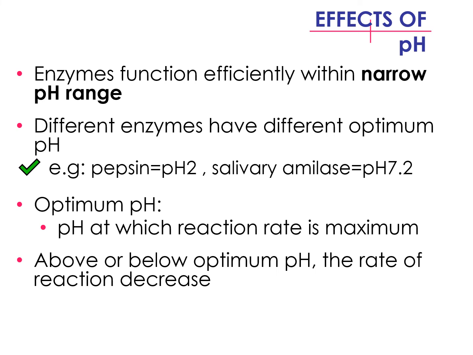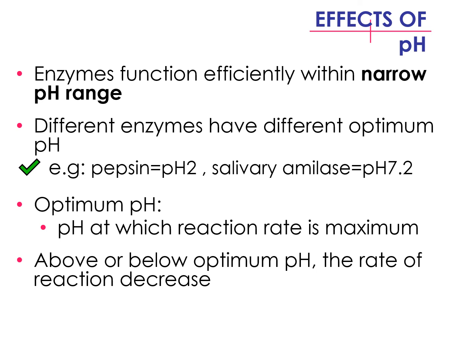Effects of pH. Different enzymes function efficiently within a different pH range, and the range is very narrow. For example, pepsin works optimally at pH 2, while salivary amylase, amylase is the enzyme that breaks down the amylose, the starch, usually found in our saliva, dalam mulut kita. So the amylase works well around pH 7.2. Different with pepsin, which needs an acidic environment.